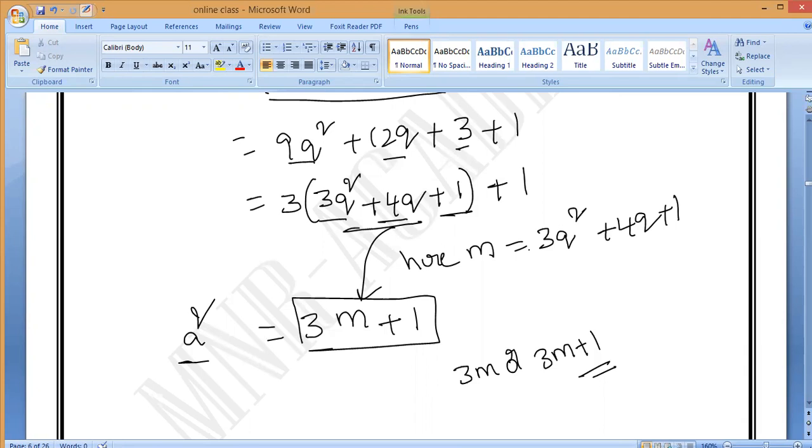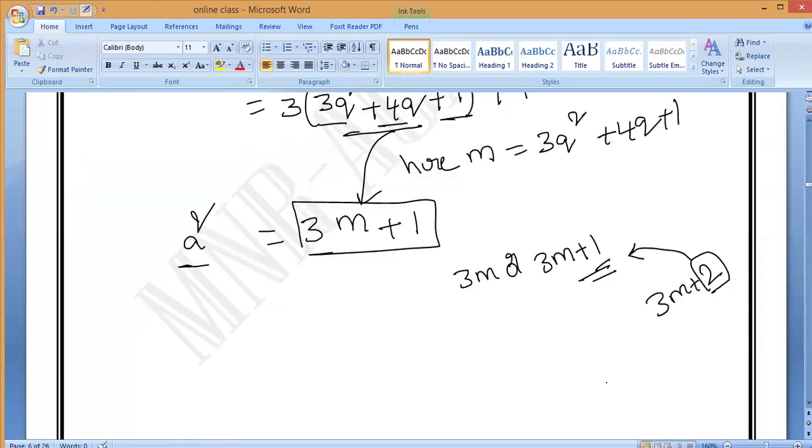Ma'am, they can also ask 3m plus 2 also. Here we have to show that in the form of 3m plus 1. In the exam, if they ask you, the question won't be like this. It will be something different. If they ask you 3m plus 2, then it will be some other thing, depending upon the question.